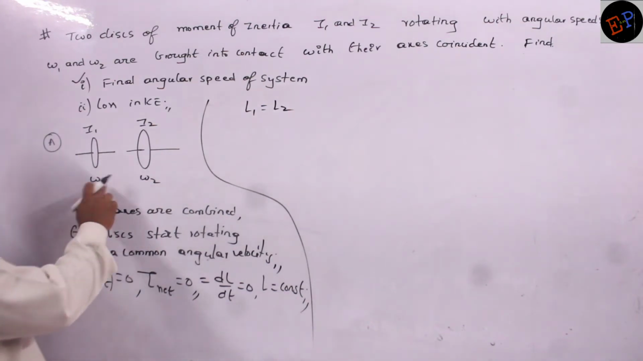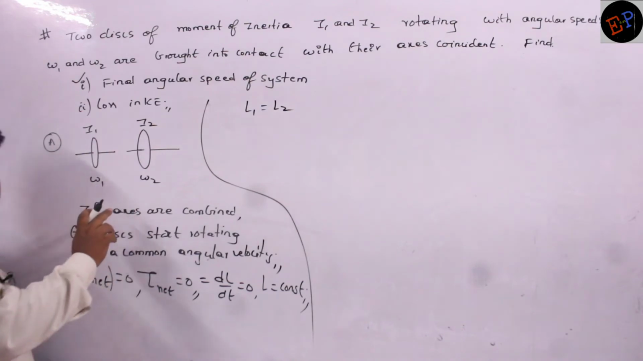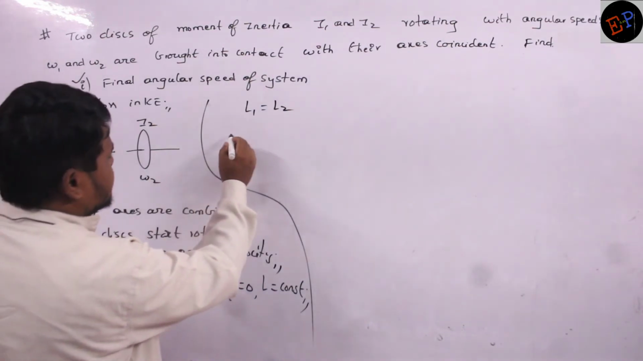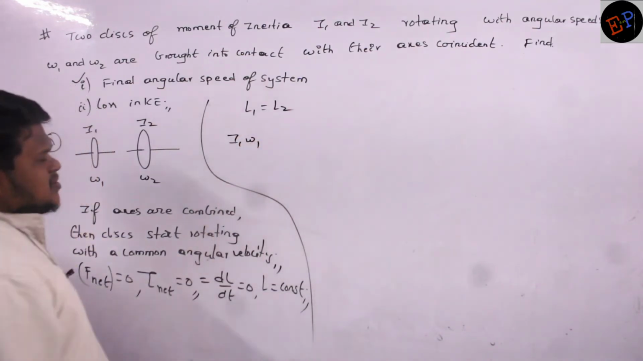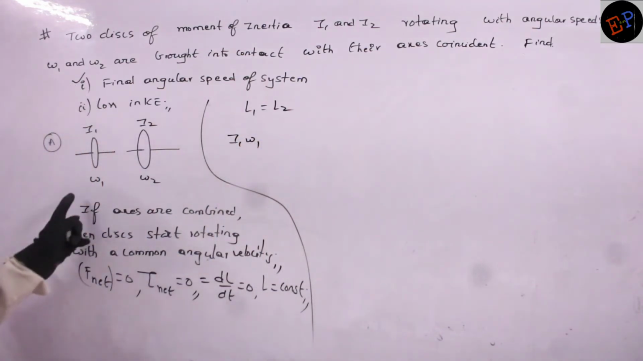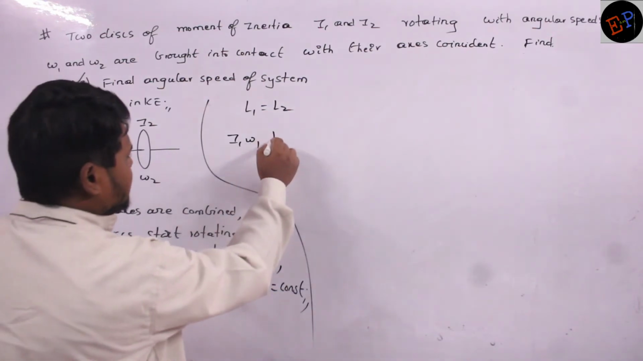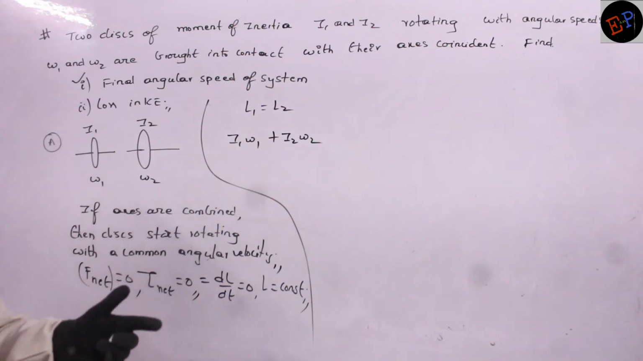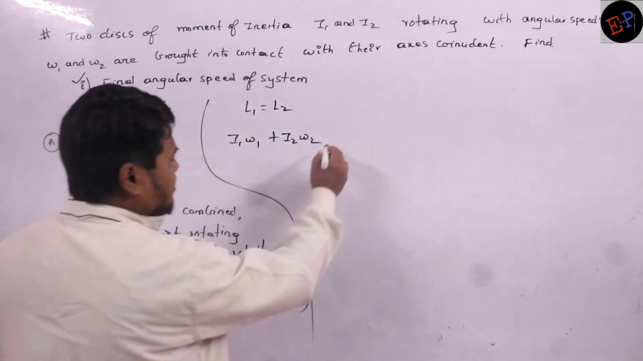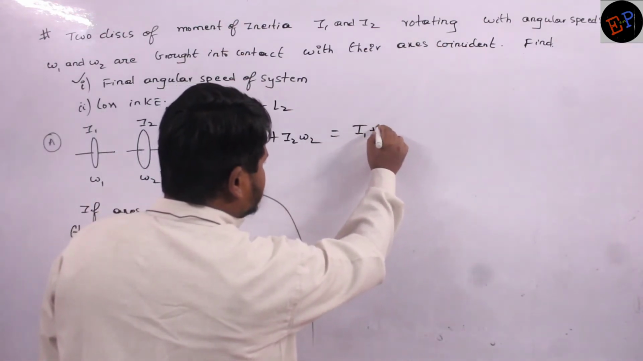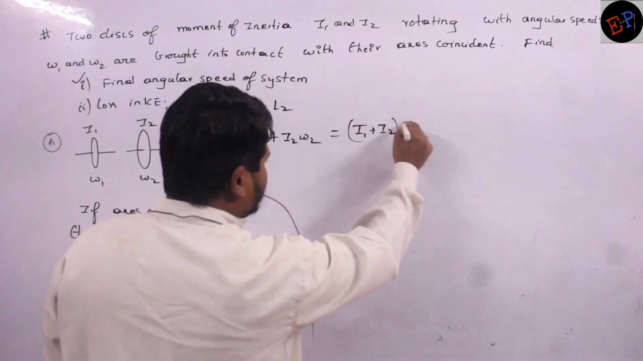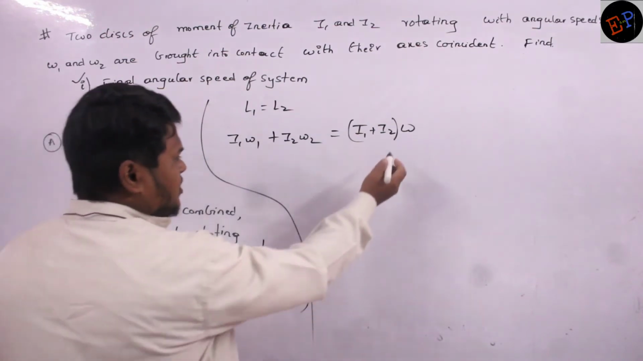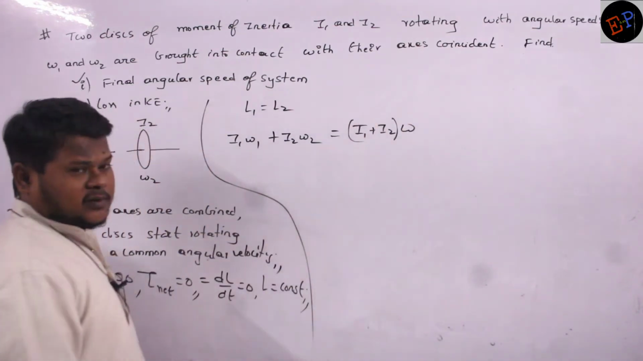So initial angular momentum means what? Before combining them, angular momentum of the first one was I1 into omega 1. This is the formula for angular momentum, no? Angular momentum of the second disk was how much? I2 into omega 2. Okay. Now if I combine both of them, what will happen? Both of them start moving with a common angular velocity omega. That's all. Clear, no? So what is this omega? This is the common angular velocity.